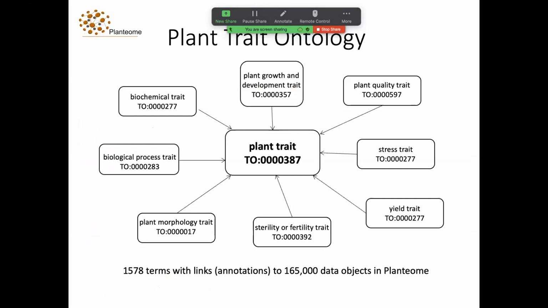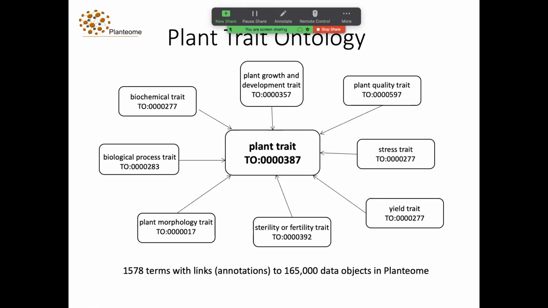So the plant trait ontology consists of 9 upper level categories, which encompasses a wide variety of traits that you'll find in plants. Everything from biochemical traits, biological processes, morphology, sterility or fertility, yield, which of course is very important in crops, plant qualities, and also abiotic and biotic stresses.